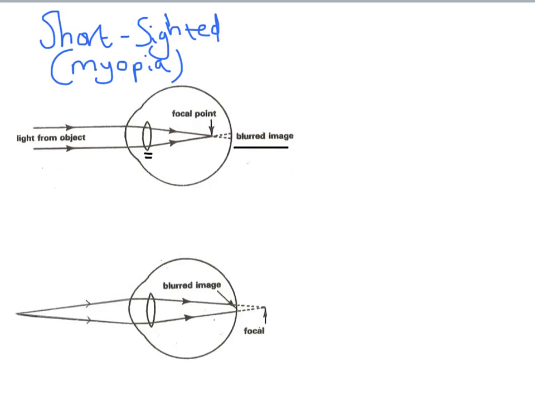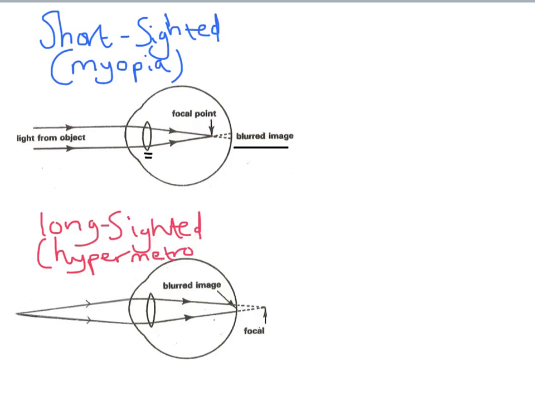In the case of someone who is long-sighted, so we'll just put this in here, long-sighted, because that's what the diagram at the bottom is. Now, long-sightedness is called hypermetropia. So we'll just put that in.